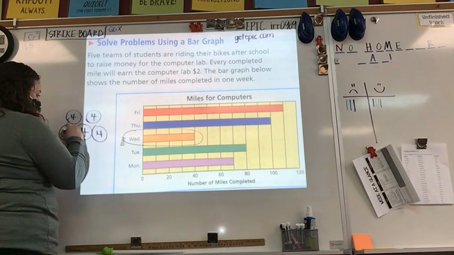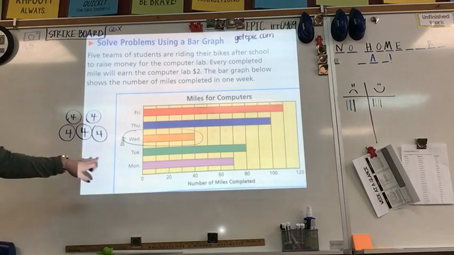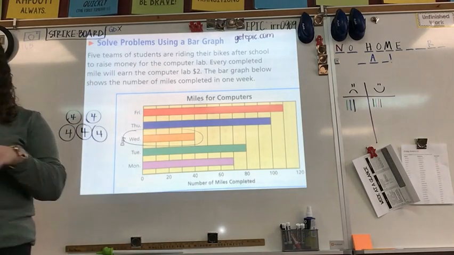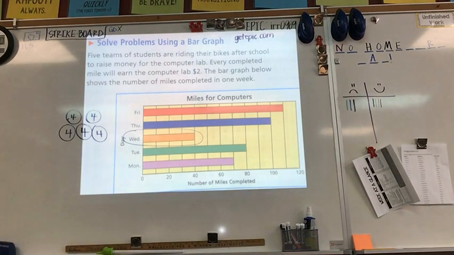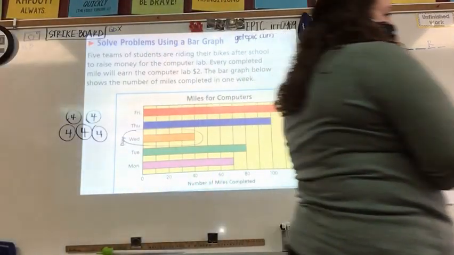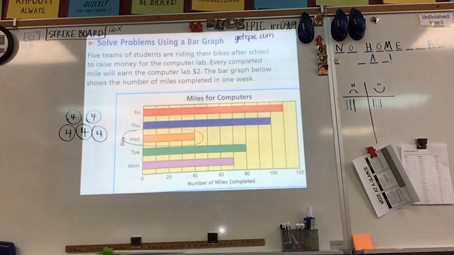So think about how many total bikers there are, and together they rode 40 miles. How many did each student ride? That's kind of a 2-stepper. There's 5 groups of 4 riders total. So you figure out how many riders there are. Then take the number of miles that they biked together and divide it by that number of students. Think, how many miles did each student ride? Easy peasy.